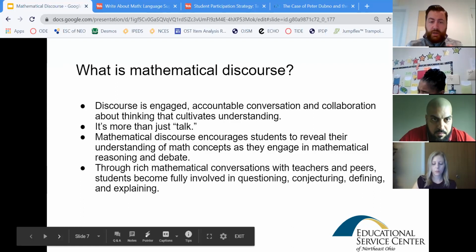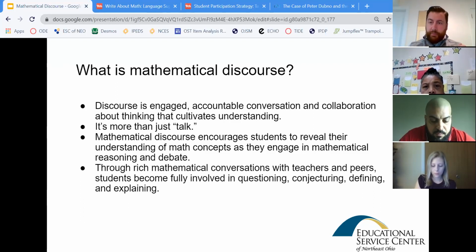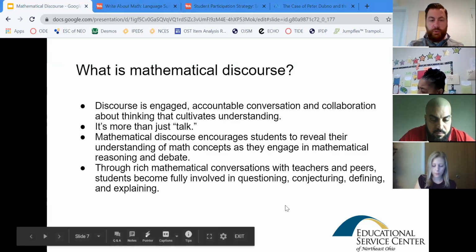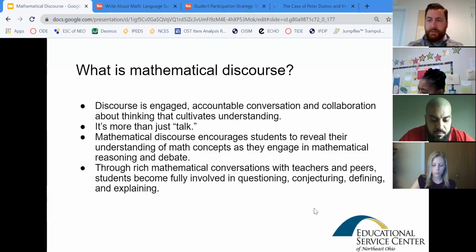And those rich mathematical conversations, and the operative word here is rich, we'll identify that and define that here shortly, that really forces students to become fully involved in all elements of the conversation. That's not just the question and answer phase, it's also the conjecturing, the defining, and explaining. And one of the things we're going to talk about is having tasks where students have the opportunity to develop and be creative and think about solution paths and have differing opinions and views.